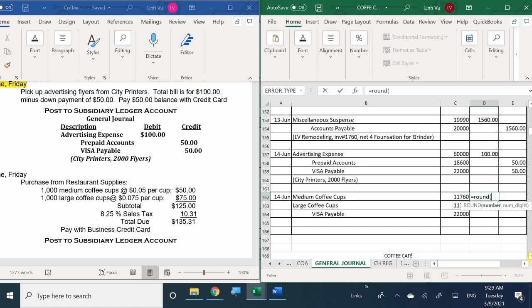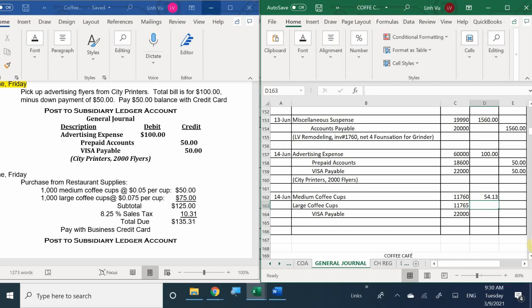How are you going to split the tax amongst the 2 coffee cups? Proportionally. So in this case, 50 times 1.0825. How much tax is going to be for the medium cups? It's going to come to 54.13.